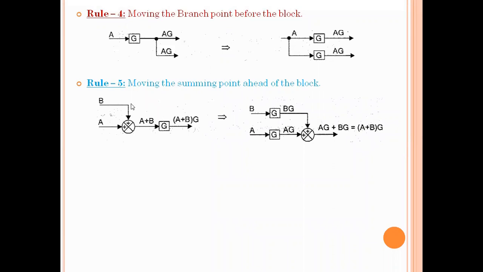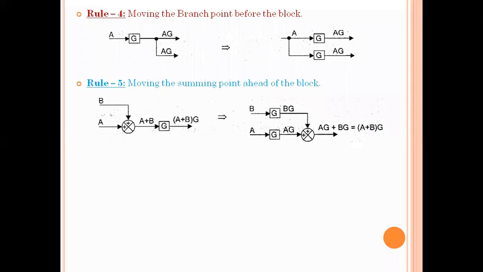Coming to rule 5. In this rule 5, moving the summing point ahead of the block. So this is the block. We want to move this summing point from this point to here. We are having a summing point here. We need to move from this to here. So you can see here, A and B both are added here, we will get A plus B, which is given to the block G. That means the output of this entire block will be A plus B into G.